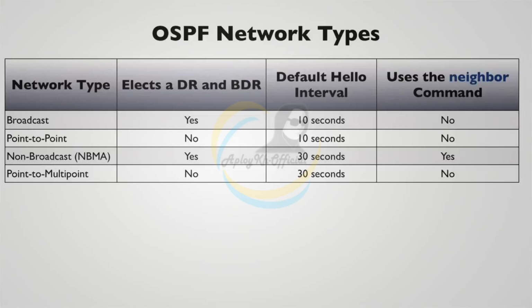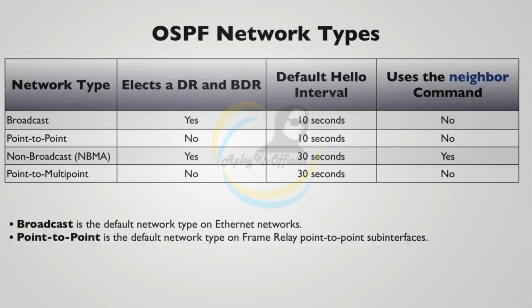Let's talk about some defaults though. If I have an Ethernet network, what is going to be my default OSPF network type on that Ethernet interface if I don't go in and change it, which I could. I could go in and administratively say, this is your OSPF network type. But if I don't do that, the broadcast network type is going to be used on an Ethernet network.